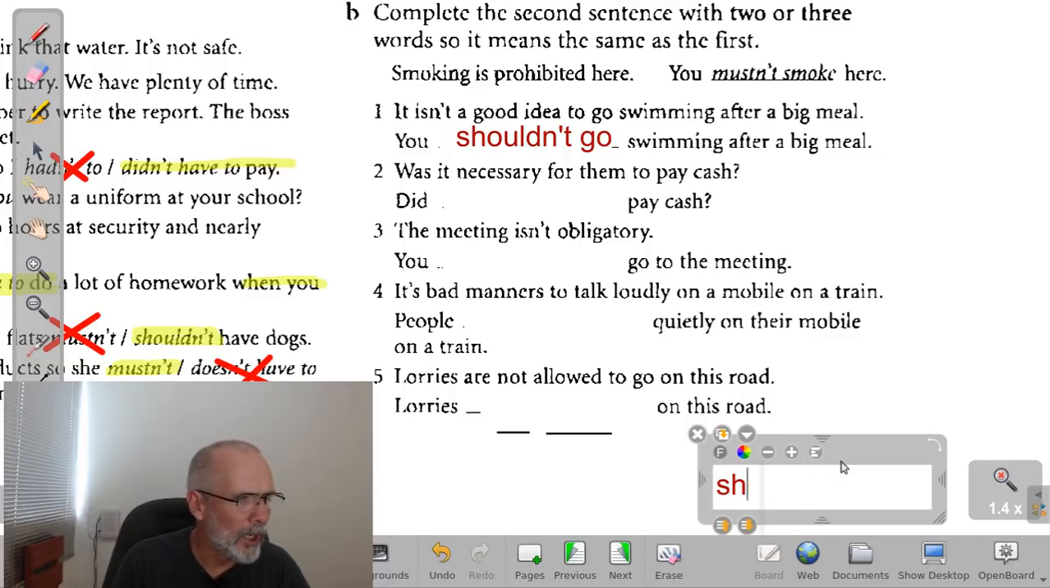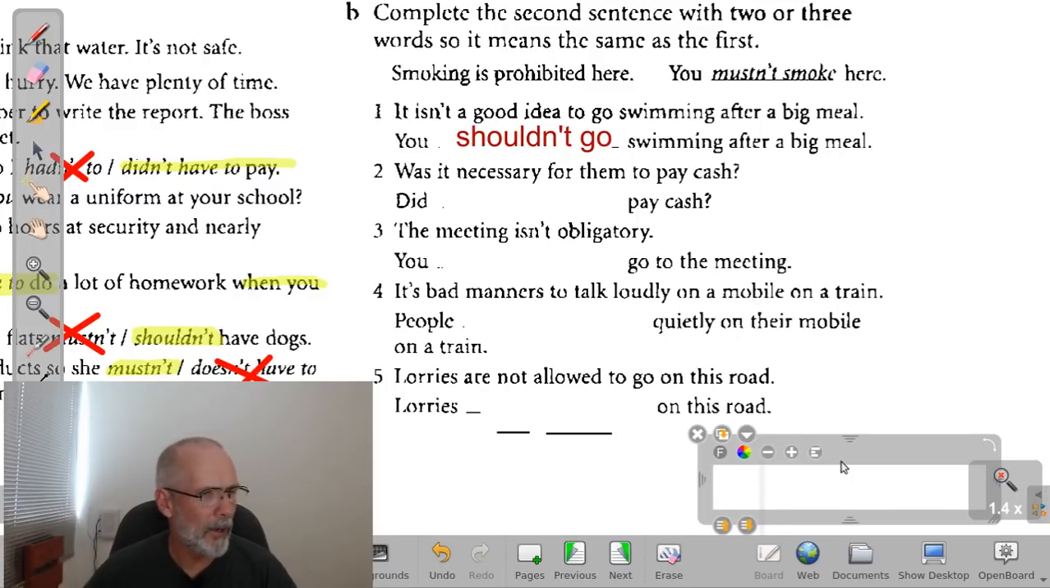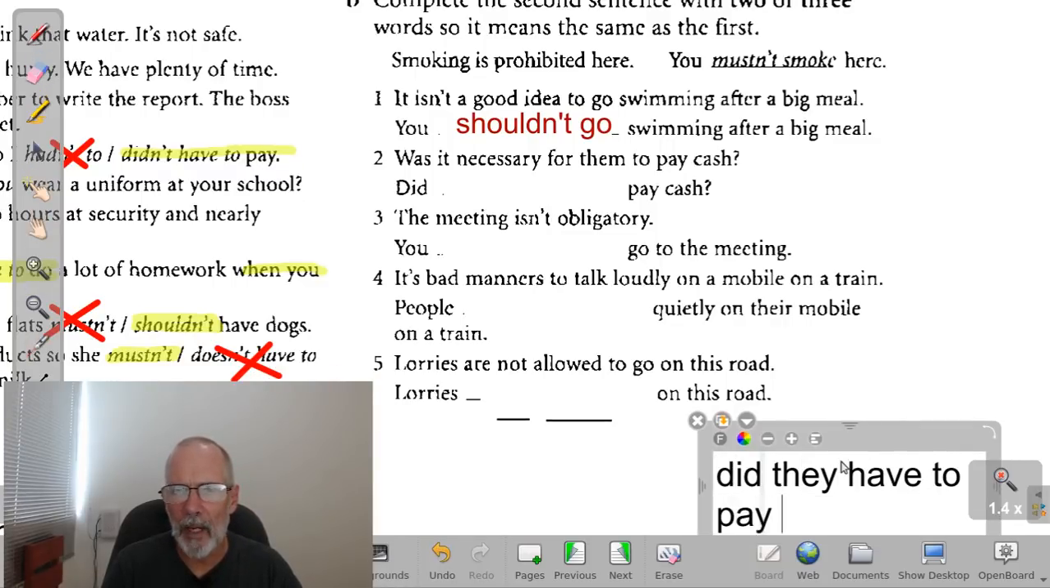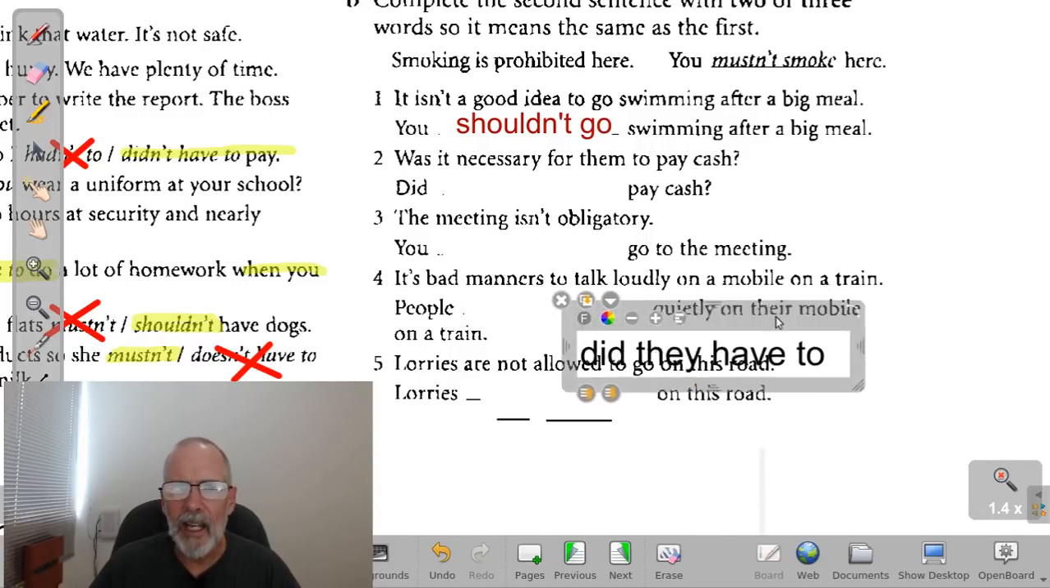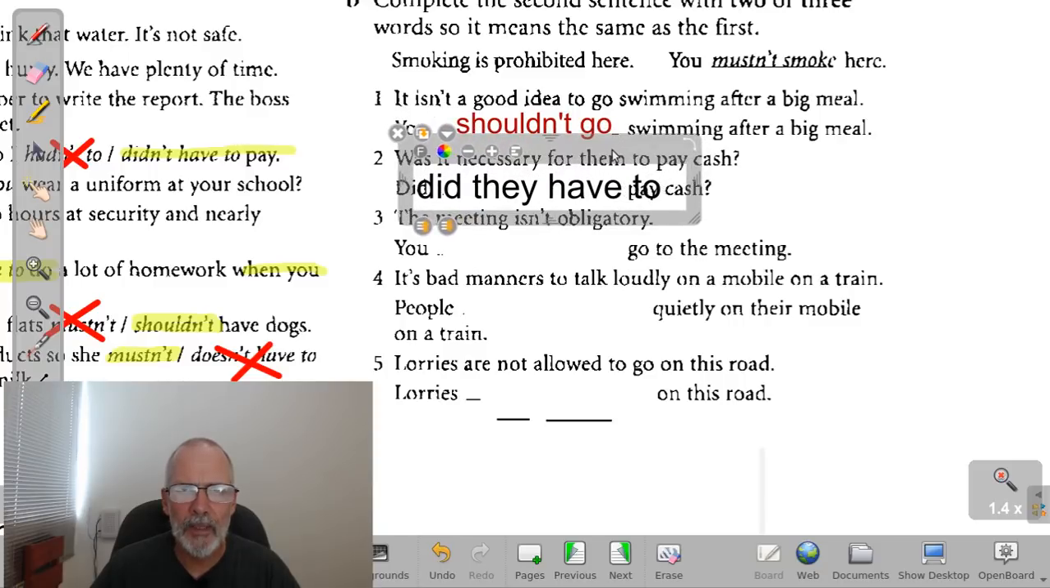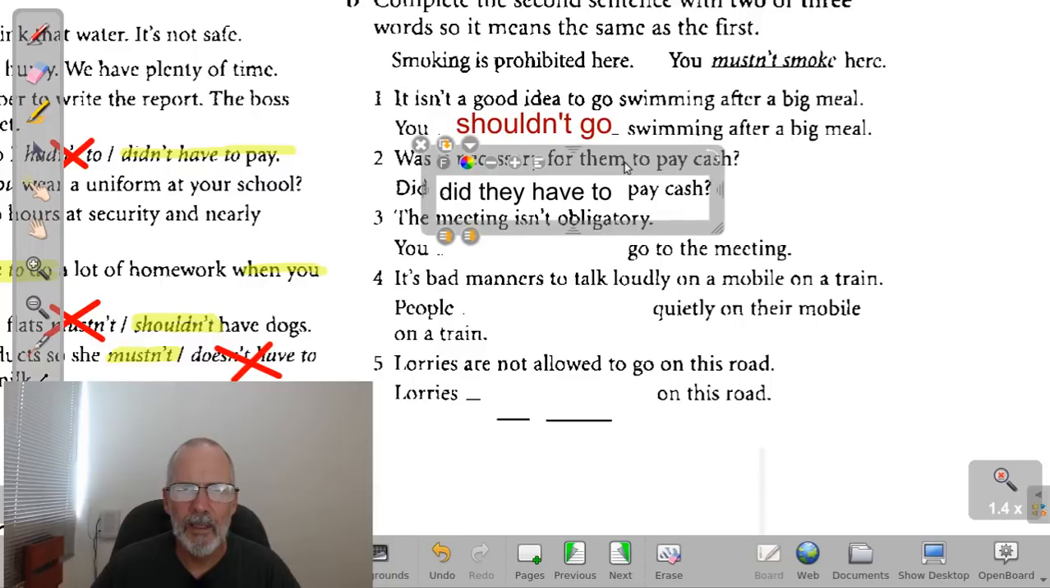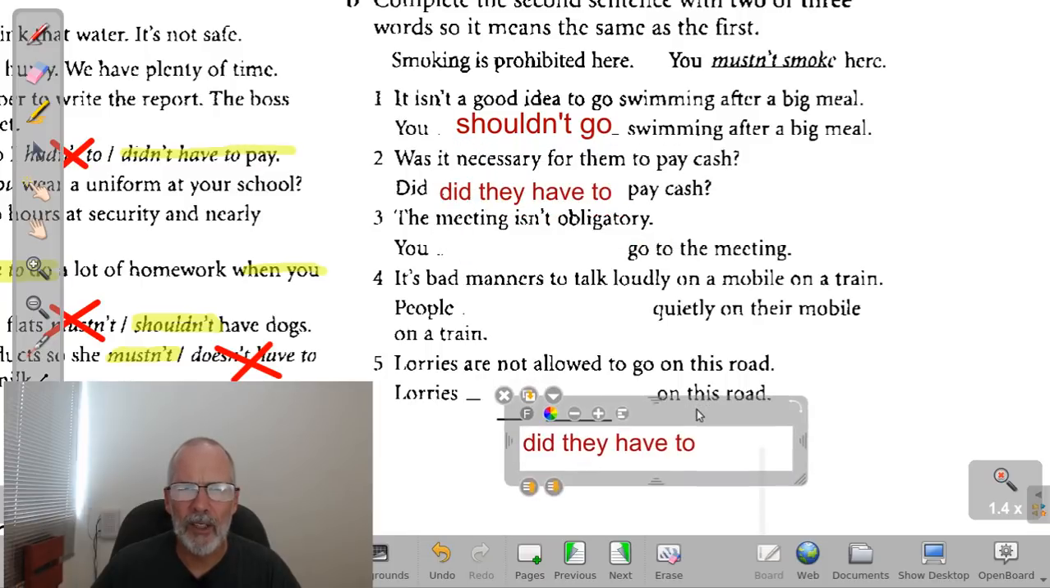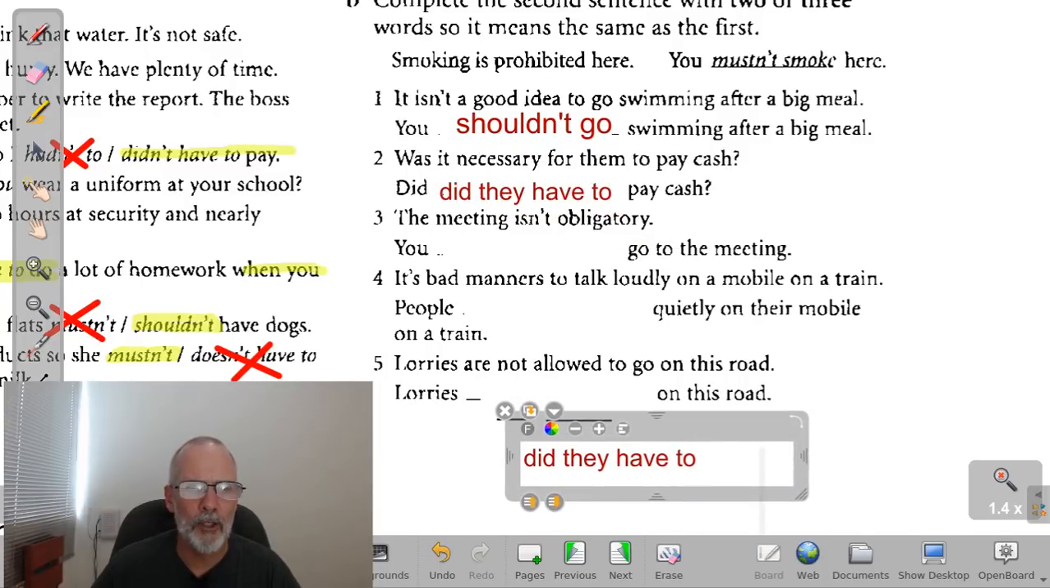Yeah, but you also did them. No, you need to use the subject pronoun instead of them. They. Yeah, did they? The correct answer is, did they have to pay cash? This is the correct answer.